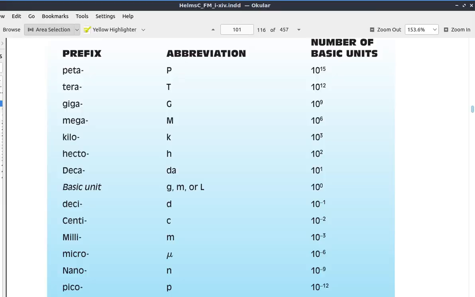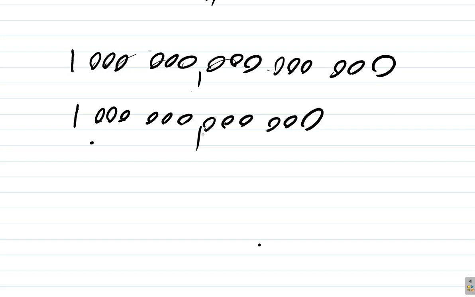Giga, 10 to the 9, which is 1... Oh, I said 10 to the 12. 10 to the 12 was 3, 6, 9, 12. Right, 1 million million, which is 1,000 billion, because a billion is 9 zeros. Right? 1 million is 6 zeros, so it's a million of a million, a million million, which is 1,000 of 9 zeros, which is 1,000 billion.